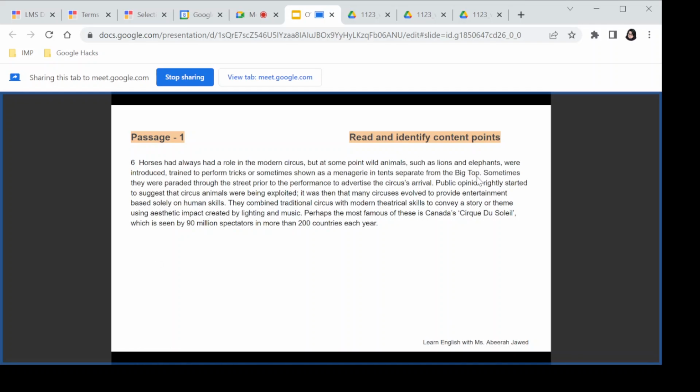So, which point do we pick from here? Wild animals, but we can just write wild animals were also introduced to the modern circus. You can mention them as such as lions and elephants, because if you just mention wild animals, anybody can think of a gorilla as a wild animal, or people can think about snakes, although they are a part of the circuses these days also. But this particular point talks about lions and elephants, so yes, you can mention that.